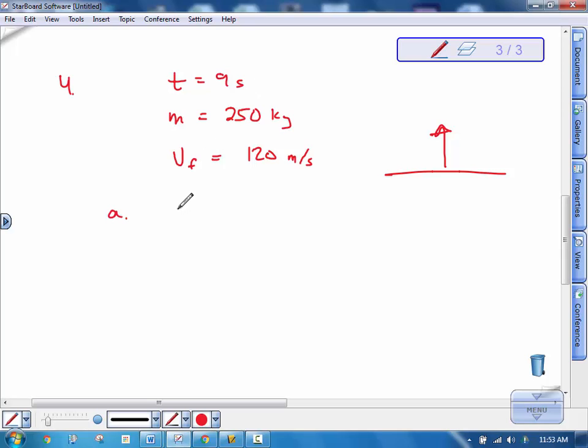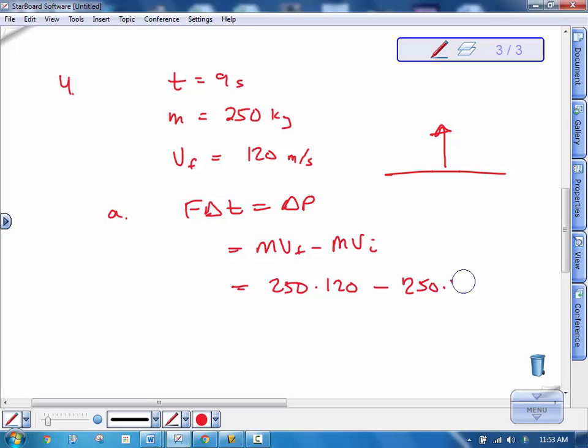So if we set up an equation for part A to find the impulse, we have one equation for impulse. It's F delta t equals the change of momentum. And we can use the change of momentum, which is mass times final velocity minus mass times initial velocity. Final velocity we know is 120, so this is just 250 times 120. And this is 250 times the initial velocity, which is 0, so that's going to cancel out. If we just do this, that gives us 30,000 newton seconds, which is the impulse.